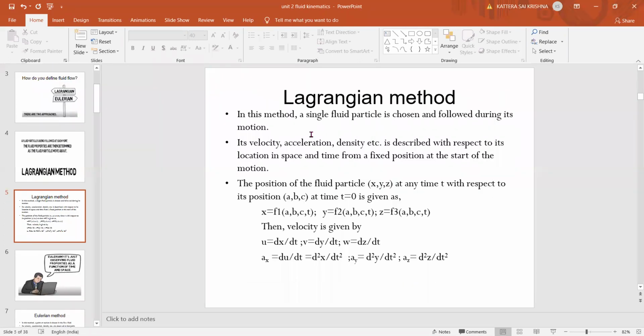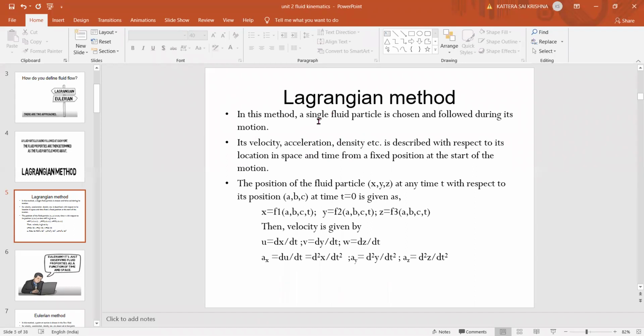First, if you see the Lagrangian method, what he's telling is considering a single fluid particle in the motion. Suppose a fluid is flowing, he's considering a single fluid particle and he is finding the velocity, acceleration and density of that single fluid particle. By considering a single fluid particle which is flowing in the flow field, we are going to find the velocity, acceleration and densities with respect to time and space. Time and space is nothing but just a place. At different places, at what time, what is the velocity, acceleration and density.